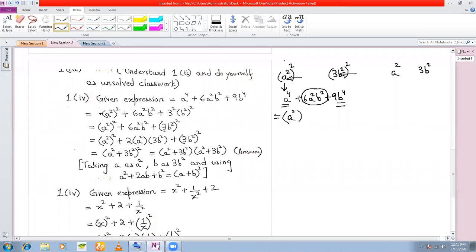We write e to the power 4 as e square whole square, and this term is to be tested. Keep it as it is, and 3b square whole square. Okay. So a square plus this is my a, so this becomes 2 into a, and this is my b, so this was my a and this is my b. This becomes 3b square. So 2ab plus 3b square.